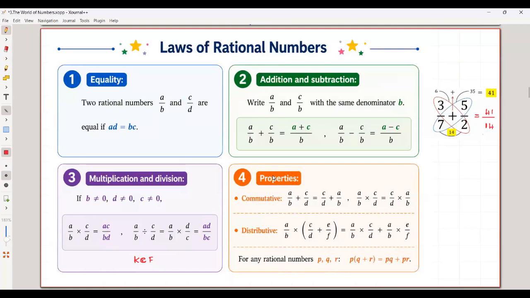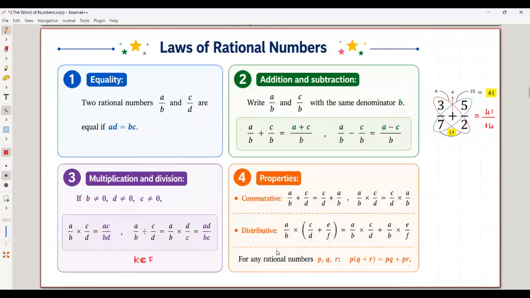So next property, commutative property. Rational numbers are commutative for addition and multiplication. So commutative property: A by B plus C by D is equal to C by D plus A by B. In any direction we can add. A by B into C by D is equal to C by D into A by B. So in any direction we can multiply also. We'll be getting the same answer.